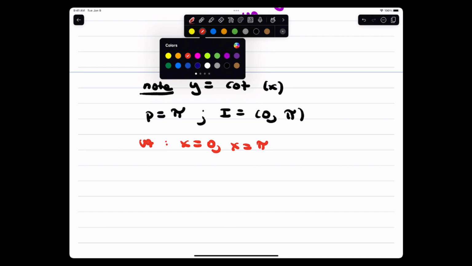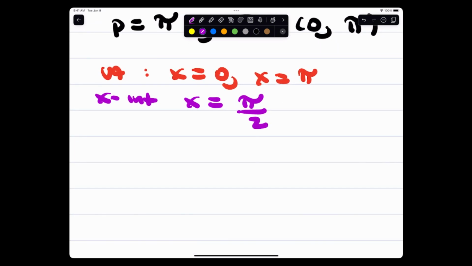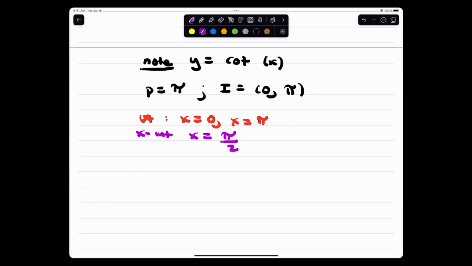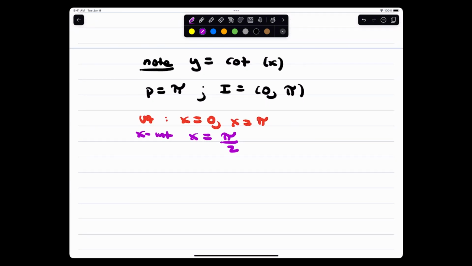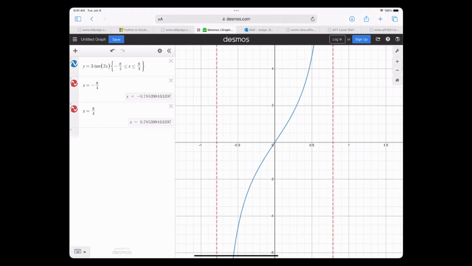The x-intercept is midway. What's midway between 0 and pi? Do you guys know? It's pi over 2. You say, how did I get that? 0 plus pi divided by 2. So I want you guys to understand where this comes from. This is the general cotangent curve. We're going to look at this in Desmos, okay? You go, what does that look like?